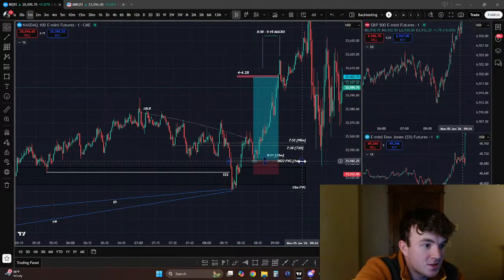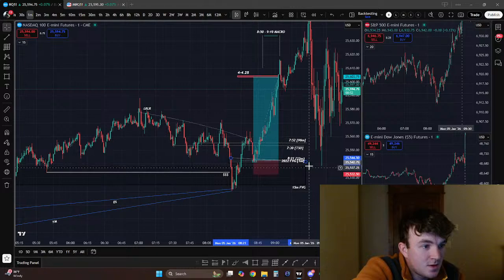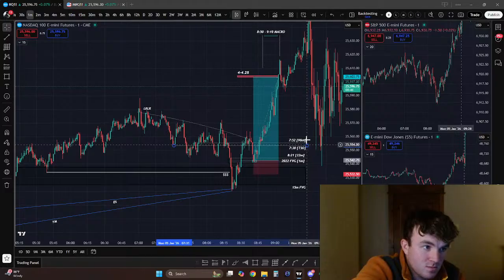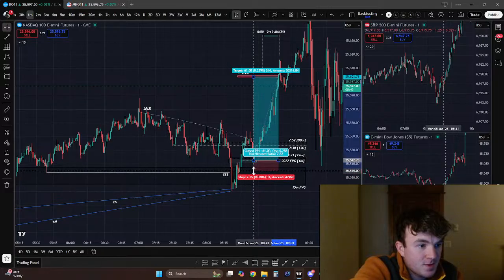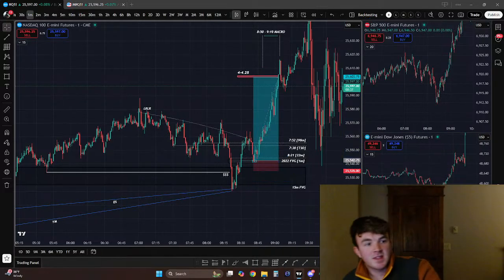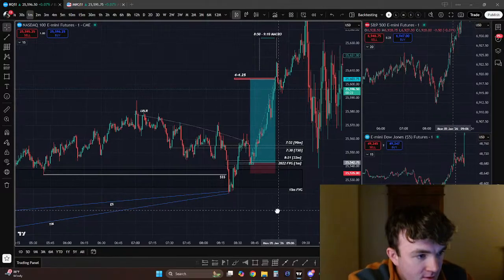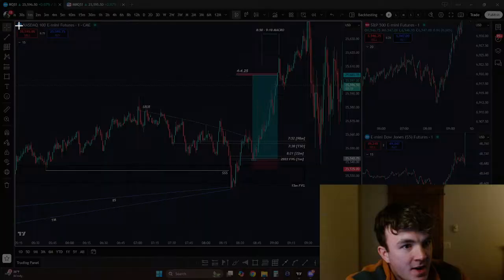Could have gone even tighter, which is crazy. That's the power of this. But I'll just go like this. I mean, you could do that. Yeah, let's just say you did something like that. Bang, dude. That's crazy. I call that the Halcyon protocol because you're entering right at equilibrium.